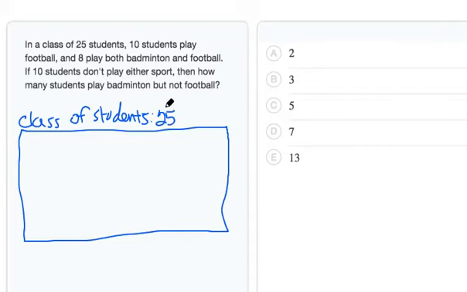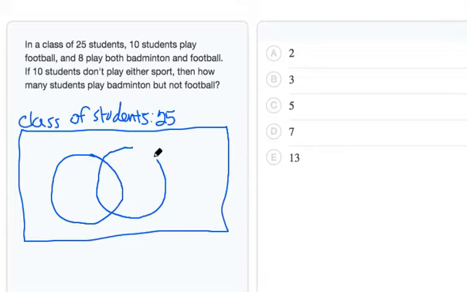So we can go ahead and jot that down. That's the first bit of information from our question. Now we do have sets of football and badminton in here. So let's go ahead and create a circle for each of those. We do have that they're going to overlap. So let's make sure that we have a sliver of these two circles overlapping, these Venn diagrams.